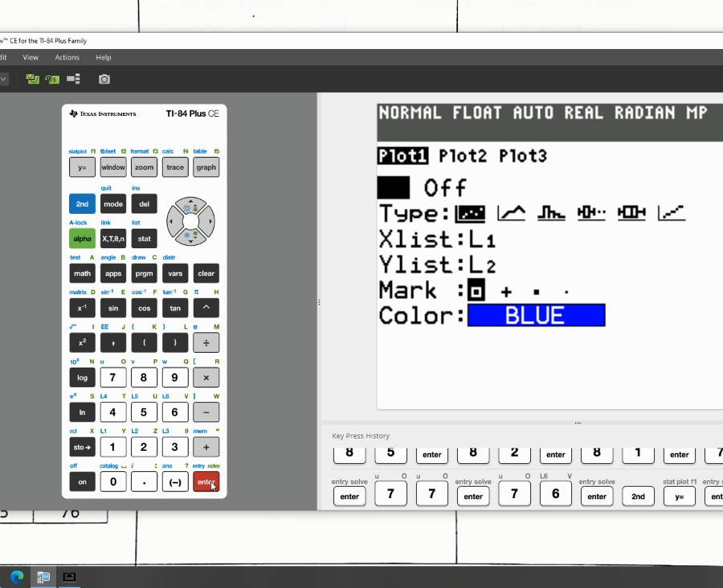Okay, has everybody done that? Stat plot on.